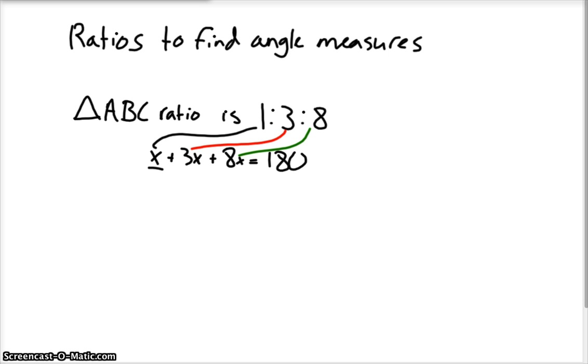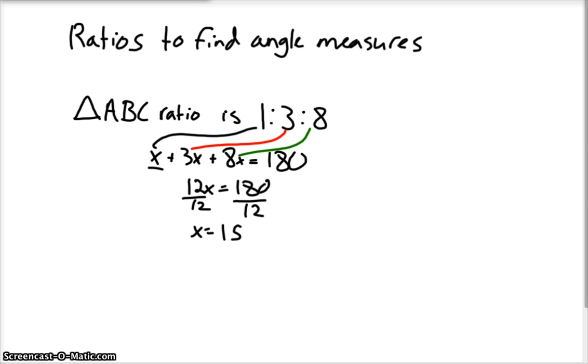So we set up our algebraic problem like that. Then we've got to solve for x. Now our next step is to add our like terms. So we have x plus 3x is 4x, plus 8x is 12x, equals 180. Divide both sides by 12. X equals 15. Okay, but we're not done there.